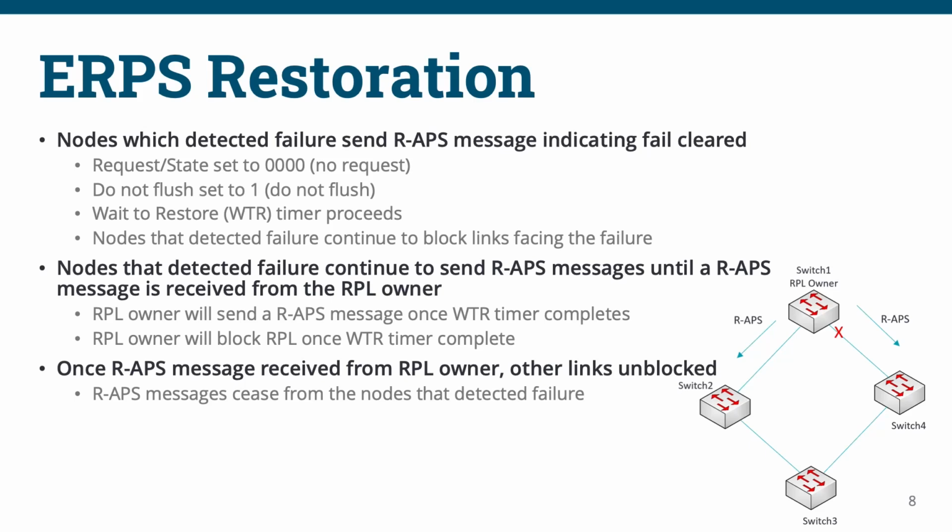Once the RAPS message is received from the RPL owner, the node that originally detected the failure will unblock the port that the failure was detected on to restore continuity to the network.